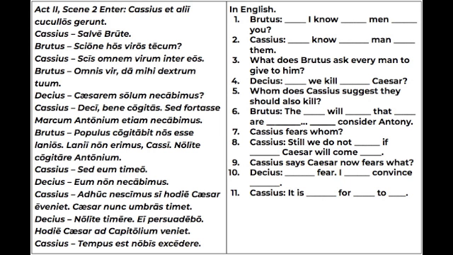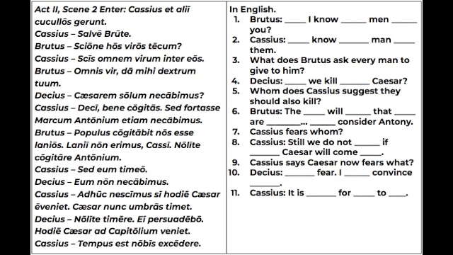And now Cassius turns to the other part. Adhuc nescimus si hodie Caesar eveniet. Still, we do not know if today Caesar will come forth. Caesar nunc umbras timet. Caesar now fears shadows or ghosts. Like he fears things that aren't really there. He's a little superstitious. And then Decius says, Nolite timere, ego persuadebo.